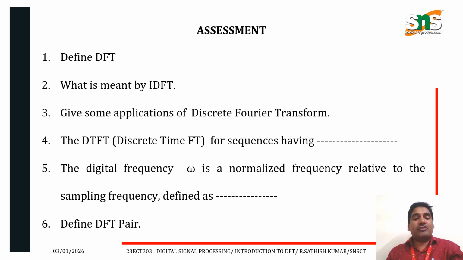The DTFT for sequences having infinite duration. The digital frequency omega is the normalized frequency relative to the sampling frequency, defined as omega is equal to 2 pi f. In terms of sampling frequency, it means 2 pi f divided by fs. Define DTFT pair. DTFT pair means the DFT and IDFT form the transform pair. When x of n is applied to DFT, we get X of k. Then X of k can be applied to IDFT, and we get x of n. Thank you.